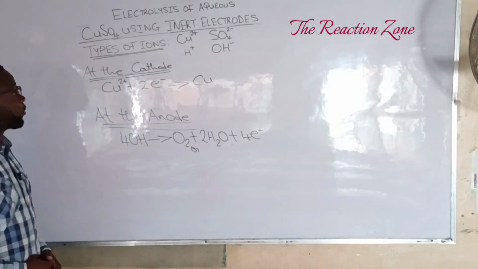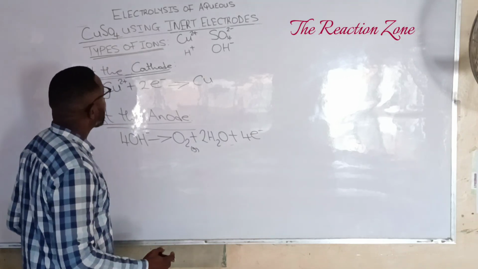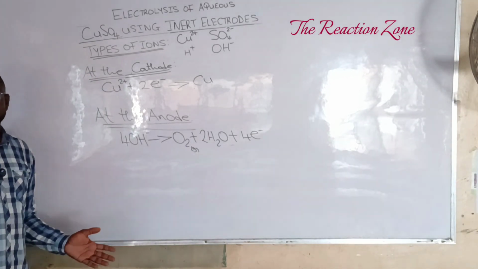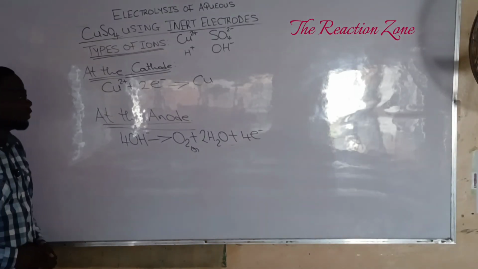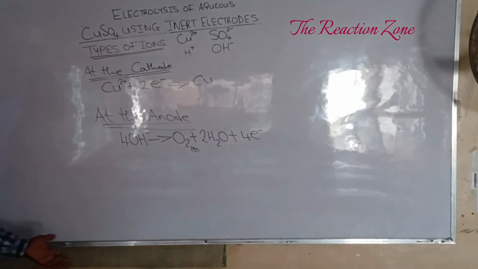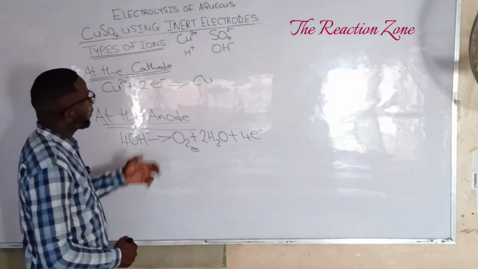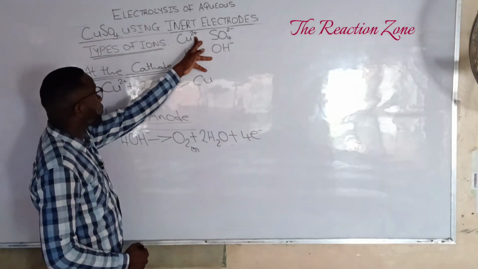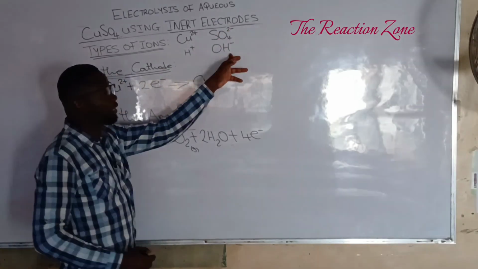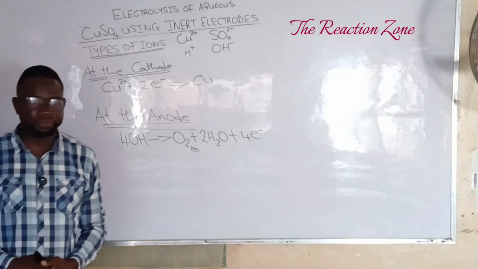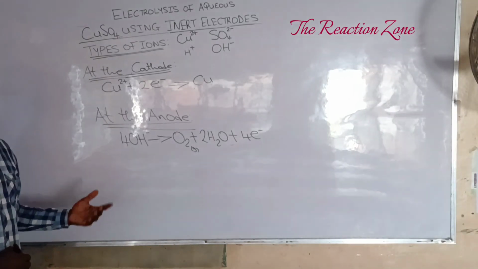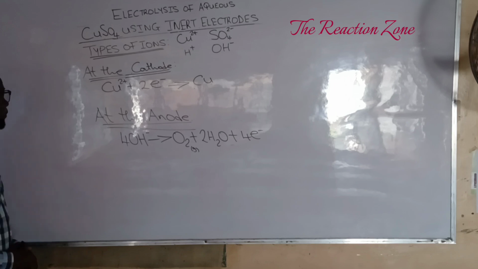In today's lesson, we're going to look at the electrolysis of aqueous copper sulphate using inert electrodes. In this particular electrolytic process, there are four types of ions: copper 2 ions, hydrogen ions, sulfate ions, and hydroxide ions. Now let's proceed to look at what happens at the electrodes.